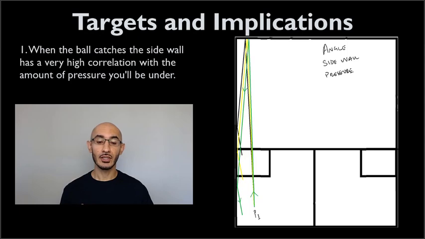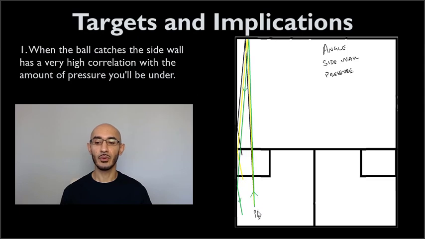So the first thing we're going to look at is when the ball catches the sidewall, that correlation I was telling you about. And as you can see, I've created a diagram here for your reference. And the idea here is simple. The earlier a player's shot touches the sidewall, the sooner it pops out into the middle of the court, and the sooner an opponent is able to get onto that ball.